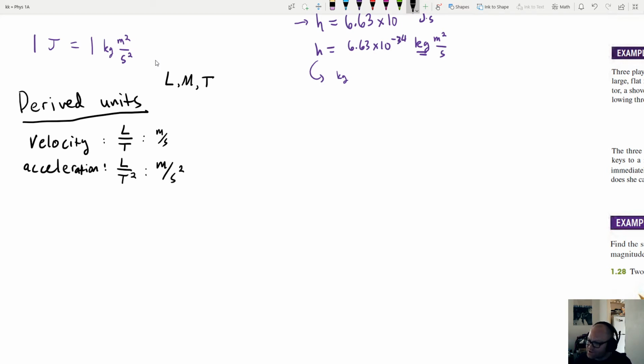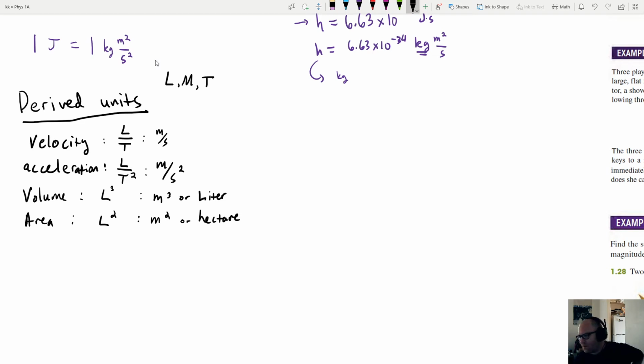What else did y'all mention? Someone mentioned volume and area. Okay, volume and area are also derived. Volume is going to be length cubed. Area is going to be length squared. So this is going to be meters cubed. But we also use something called the liter. And area, we've got meters squared. Or I think it's the hectare, maybe, that we use. A meter squared is better. I mean, it's always nice to just reference everything to the fundamental units. Okay. What else we got?